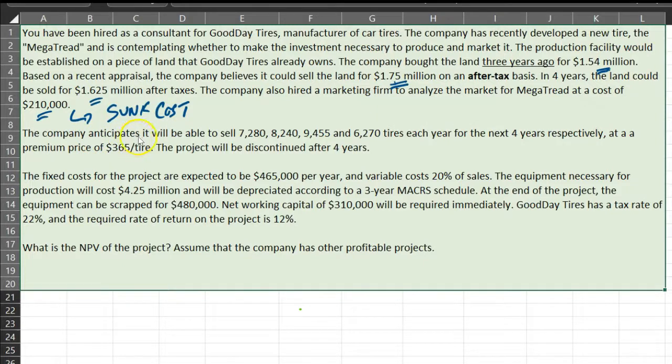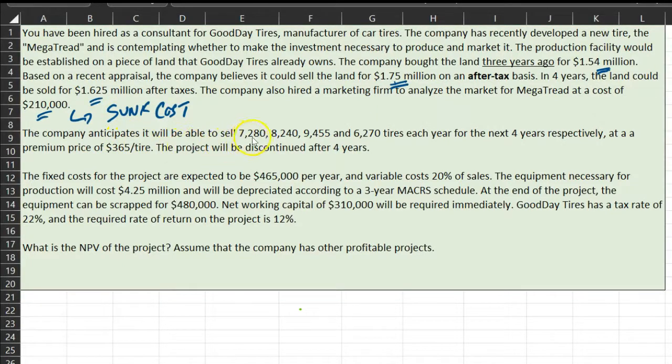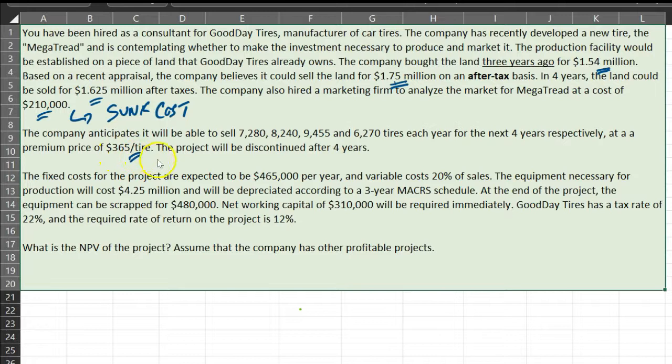The question further says that the company anticipates it will be able to sell 7280, 8240, 9455, and 62770 tires in each of the next 4 years. So we're given some anticipated sales over the next 4 years at a premium price of $365 per tire. So you're given an indication of how much you'll be able to sell each tire for. The project will be discontinued after 4 years. So maybe there's this new trend going on, the Mega Tread, and maybe the company feels that after 4 years, it's best to discontinue this project and maybe start with another type of tire. So for whatever reason, after 4 years, we will be done with this project.